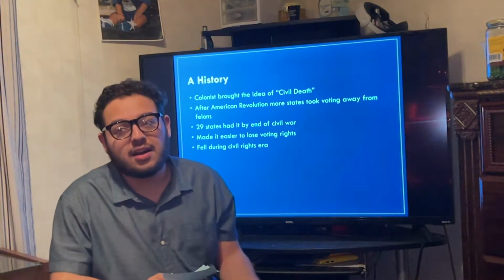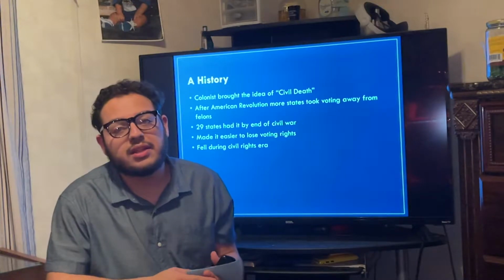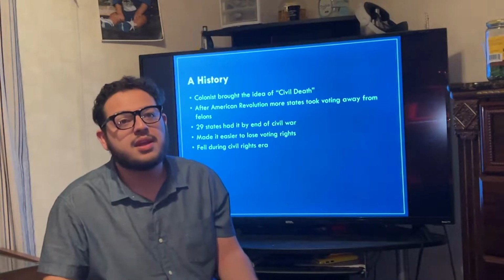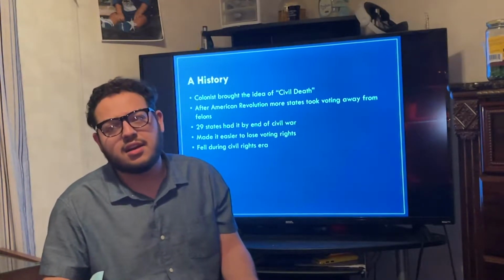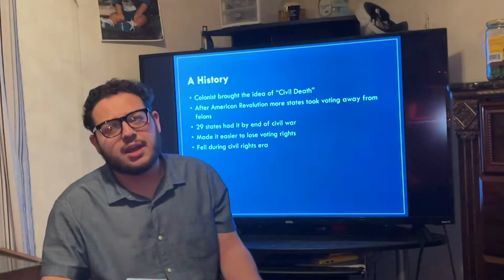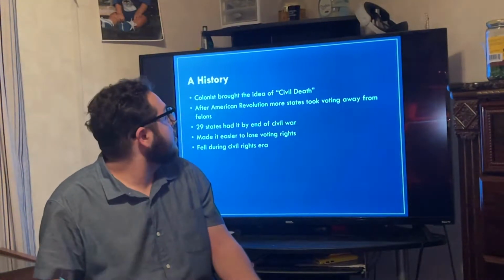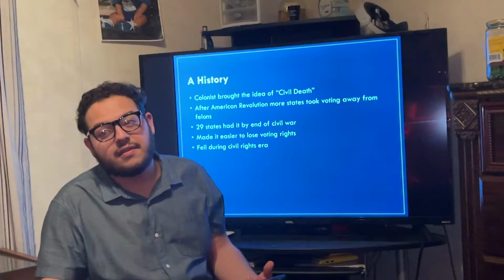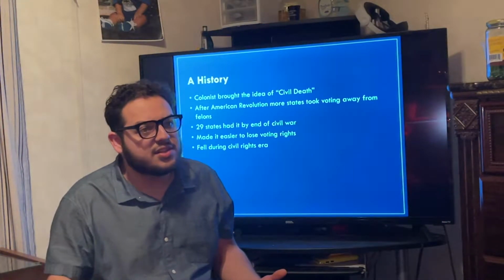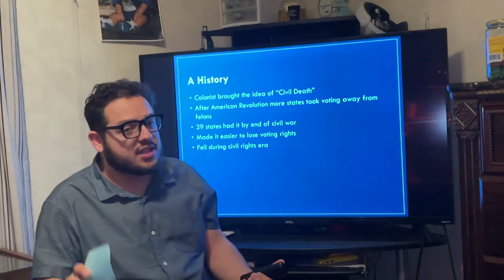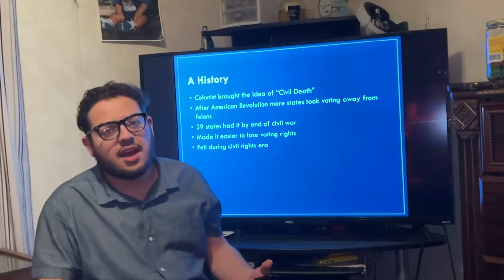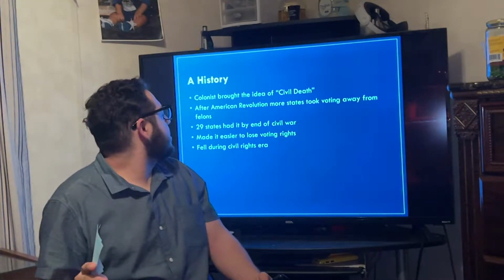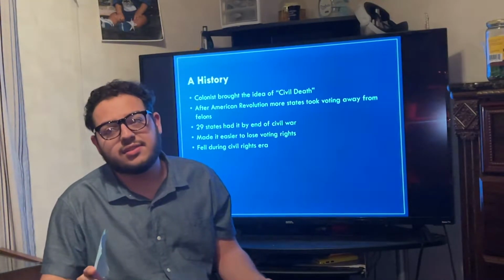So a quick history on felon disenfranchisement. When America was first colonized, the colonists brought the idea of civil death with them from Europe. Civil death being the idea of removing someone's rights after they commit a crime, which included voting. So after the American Revolution, more states adopted this idea of felon disenfranchisement into their constitutions. So by the end of the Civil War, about 29 different states had some sort of felon disenfranchisement. And because of this, they made it a lot easier to lose their rights.